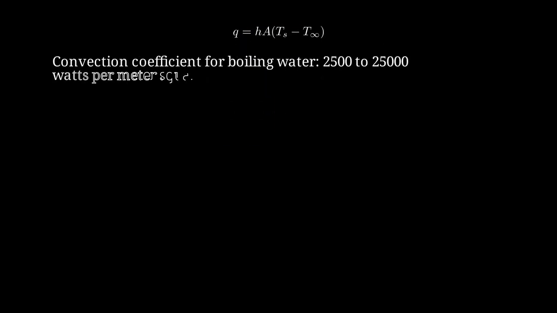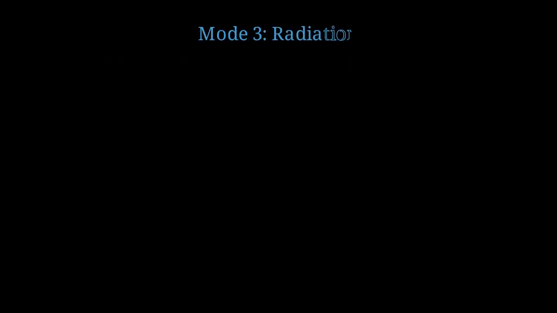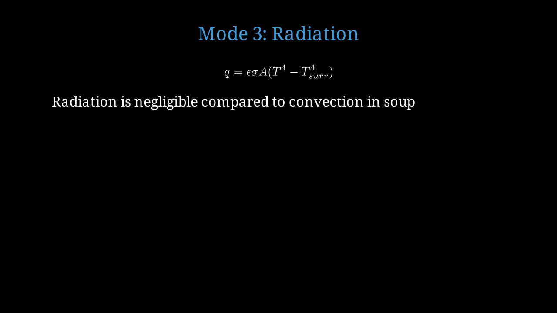For boiling water, the convection coefficient ranges from 2,500 to 25,000 watts per meter squared Kelvin, depending on how vigorous the boiling is. Radiation is heat transfer through electromagnetic waves. This is usually negligible in soup cooking, but let's mention it for completeness. The Stefan-Boltzmann law governs radiation. Epsilon is emissivity, sigma is the Stefan-Boltzmann constant, and temperatures are raised to the fourth power. For soup cooking, radiation contributes less than 1% of total heat transfer, so we can safely ignore it.